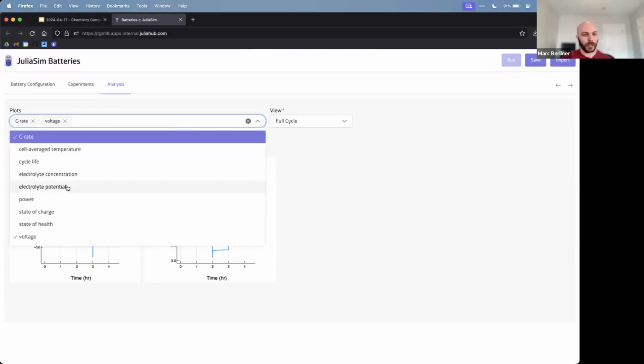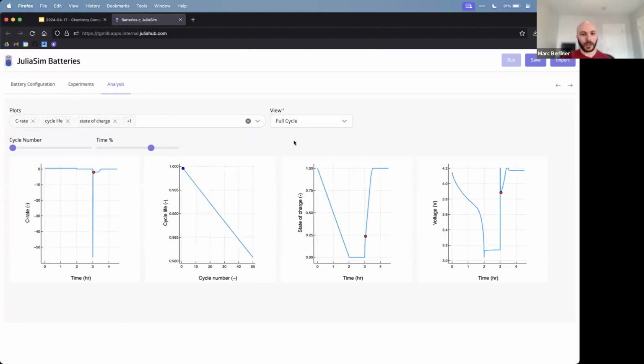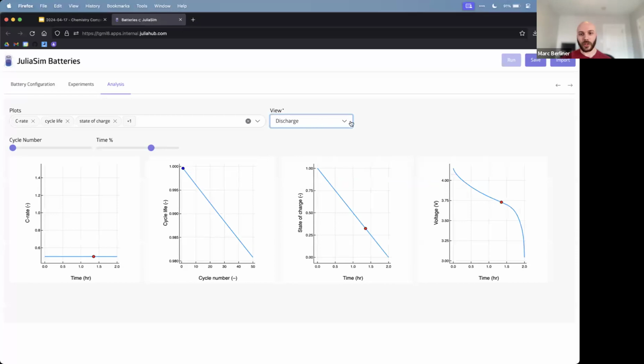Just to zoom out a little bit, we can look at some metrics like the cycle life. So here this blue dot represents the current state of health at that particular cycle. And you can see we get about 2% capacity fade over these 50 cycles. So we can zoom into specific discharge as well as charge points in time. We can change the cycle number, and we can see how it affects the various metrics in our system.